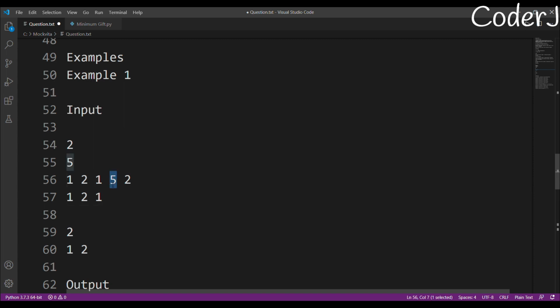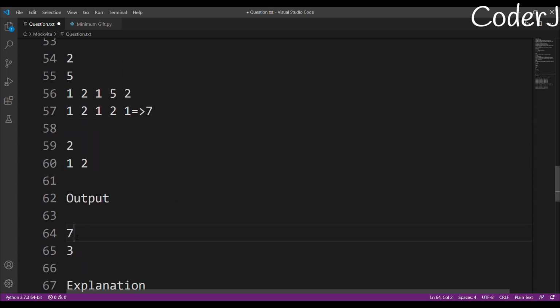The value of 5 is greater than its previous element, right? So I just give him 2 gifts. And after that, I come to this element 2 and I compare its value with its previous element. It is again smaller. So I just give him one gift, I just decrease the value by 1. So by this approach, the number of gifts that we are supposed to give to our employees is 7. And surprisingly, this is the correct answer.